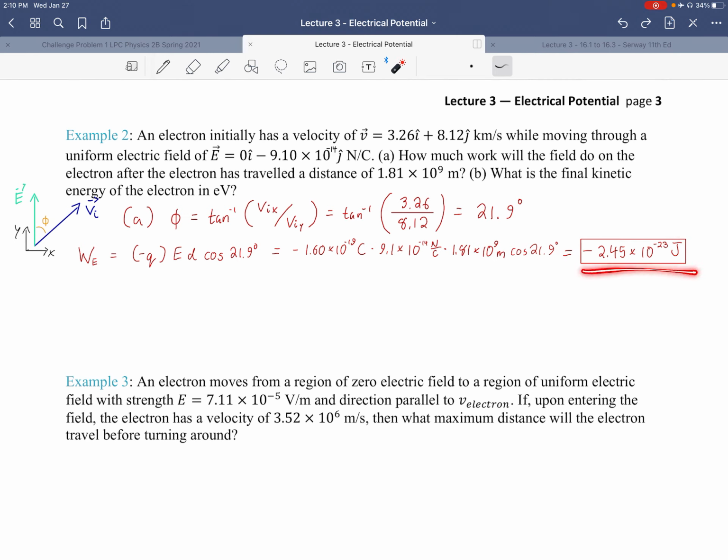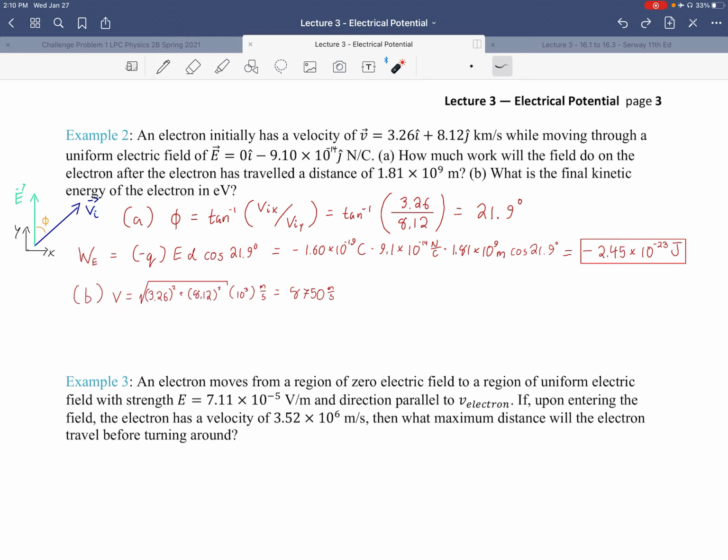The field did negative work on the electron. That means that it slowed the electron down. It decreased the kinetic energy of the electron. But that makes sense because the electron had a velocity that had a component that was parallel to the field. It had no component that was anti-parallel to the field. Thus, it was slowing it down. Okay, it was applying the brakes to the electron.